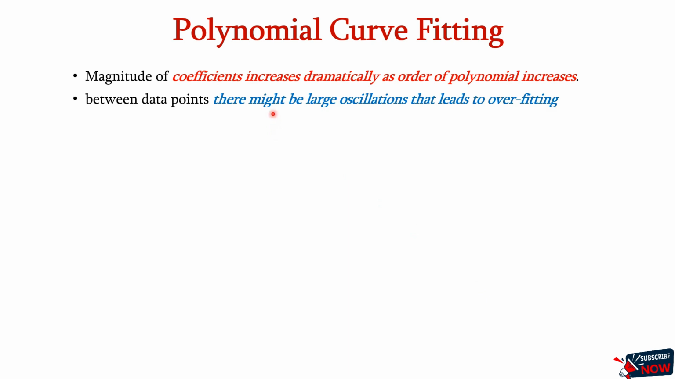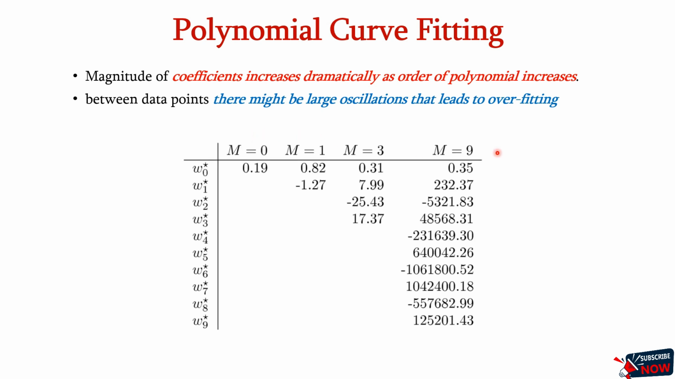The magnitude of the coefficients will increase dramatically as the order of the polynomial increases. Particularly between the data points, there might be large oscillations which lead to overfitting. So here for degree m equal to 9, we can see the large oscillations between the coefficients which will lead to overfitting. So we should avoid overfitting.